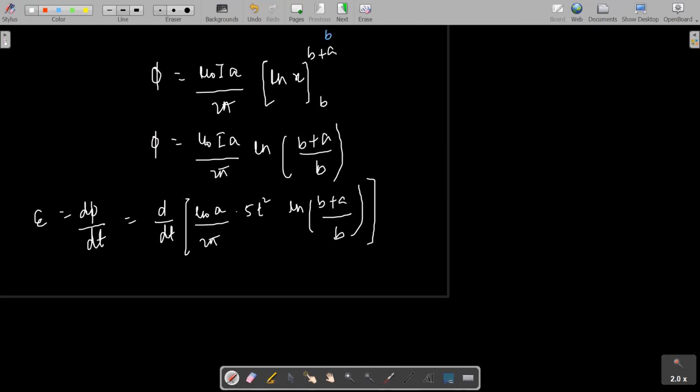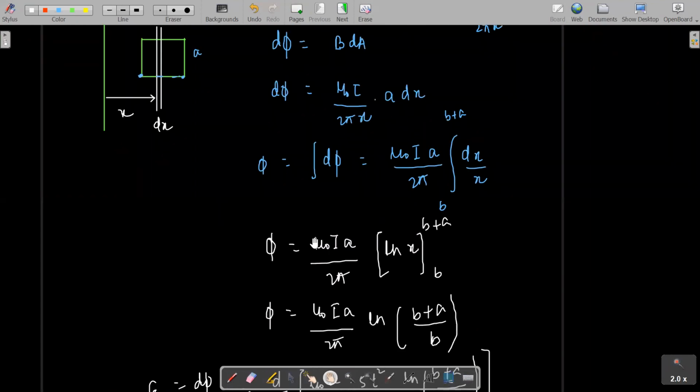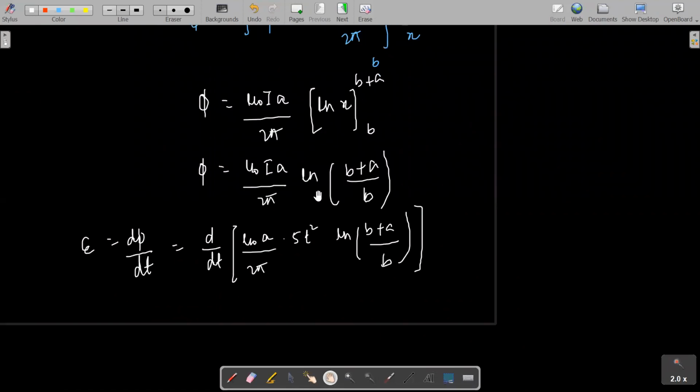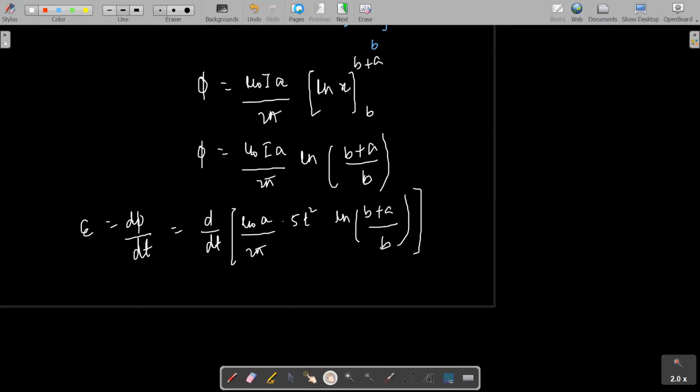Now differentiating this, what will we get? What will the value of EMF induced be, students? On the next page, you will see the value of phi was, sorry, so sorry.